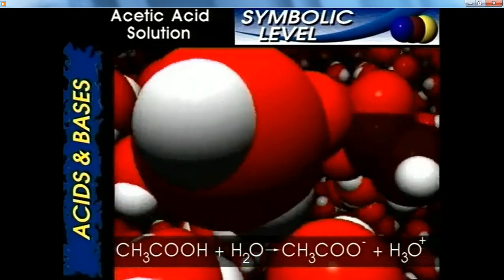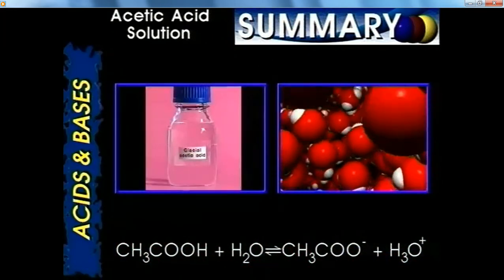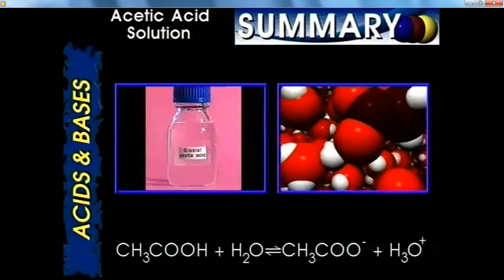At equilibrium, the concentration of acetic acid is much higher than that of acetate and hydronium ions, so acetic acid is only a weak acid.